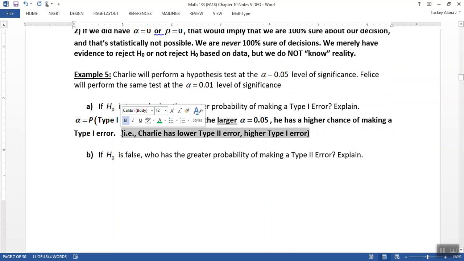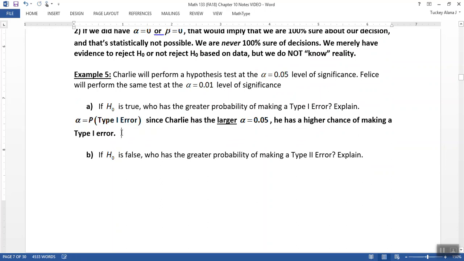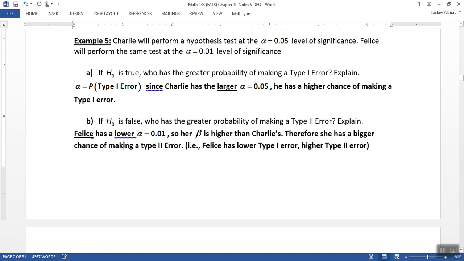I guess we don't really need this part up here. We need it down for letter B. So let me type that up real quickly. There. So Felice has a lower alpha, so that means her beta will be higher generally. This isn't rock solid, but this is the general rule of thumb. And therefore, she has a bigger chance of making a type 2 error. So her lower type 1 error, higher type 2 error. Charlie has a higher type 1, so he would have a lower type 2 because they're on that seesaw together.